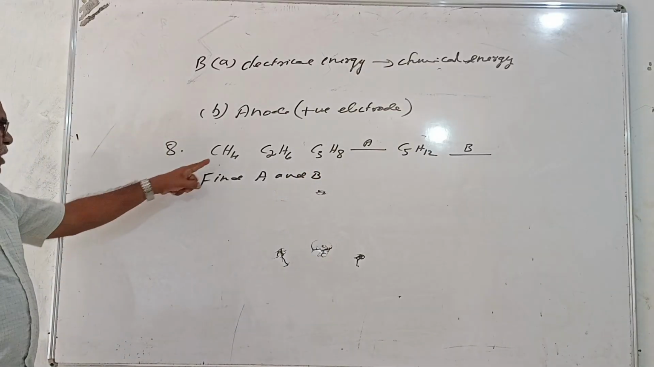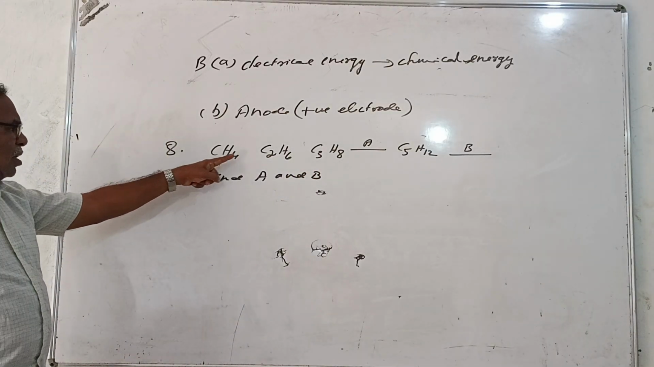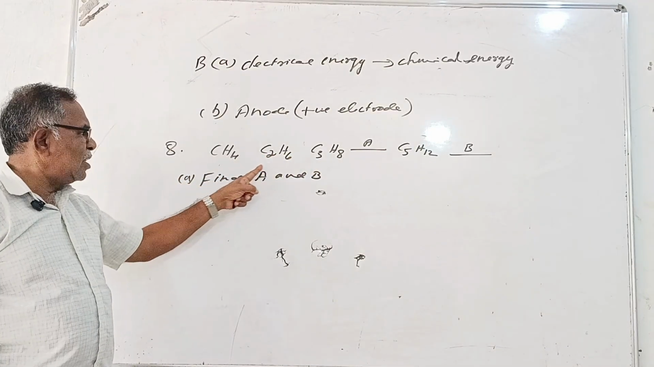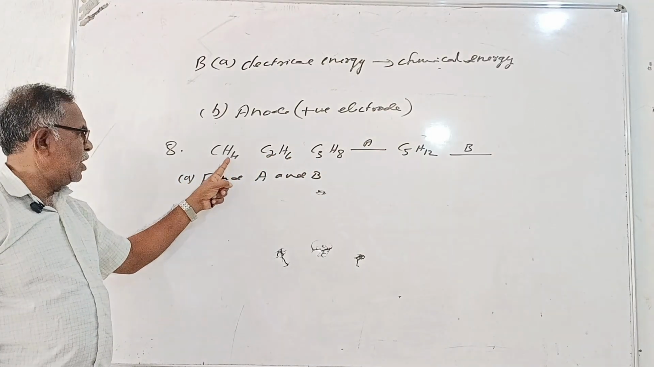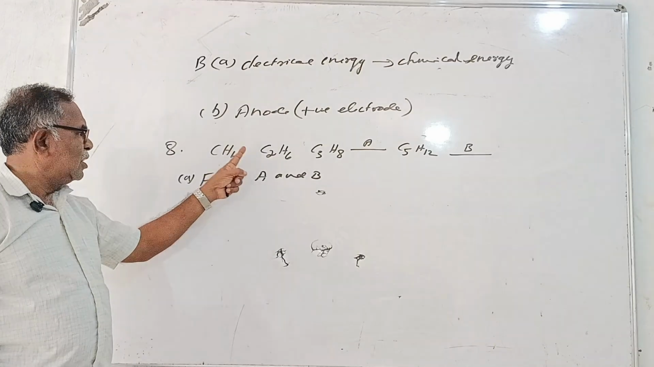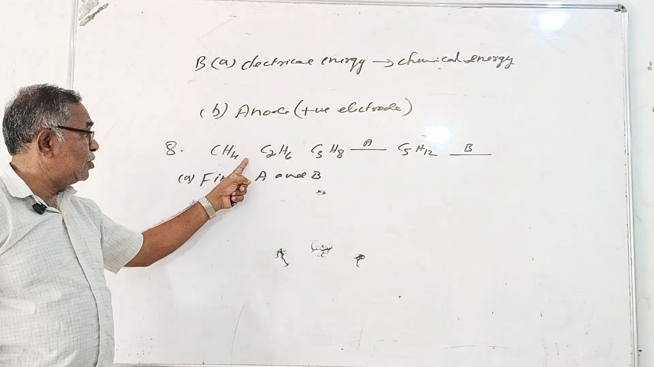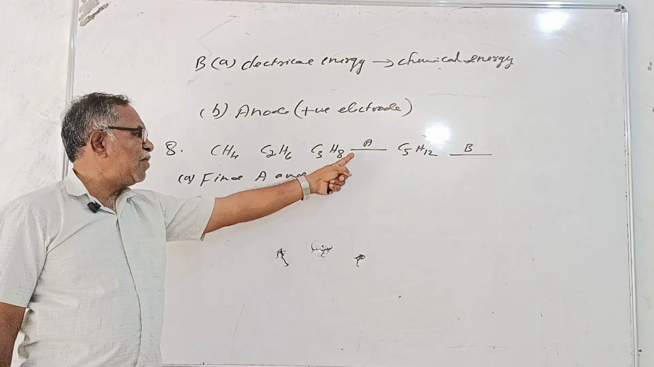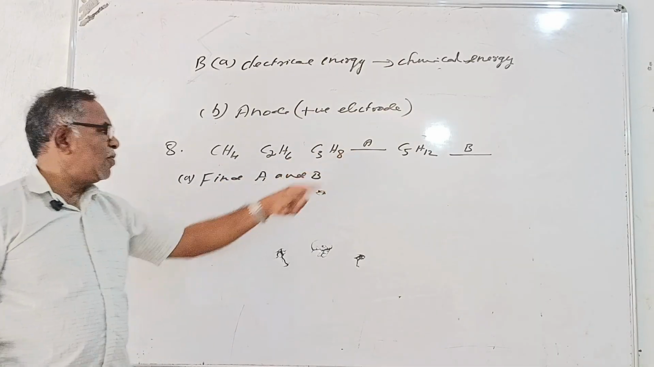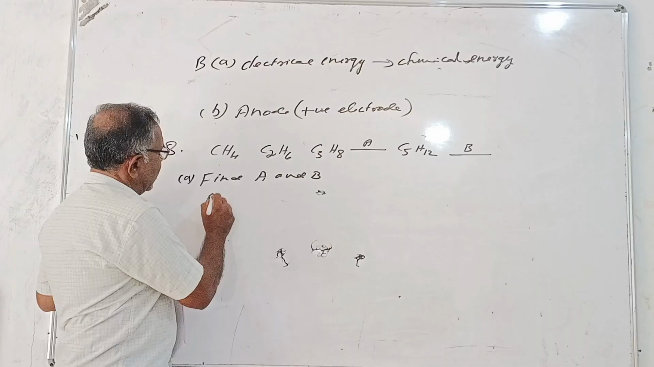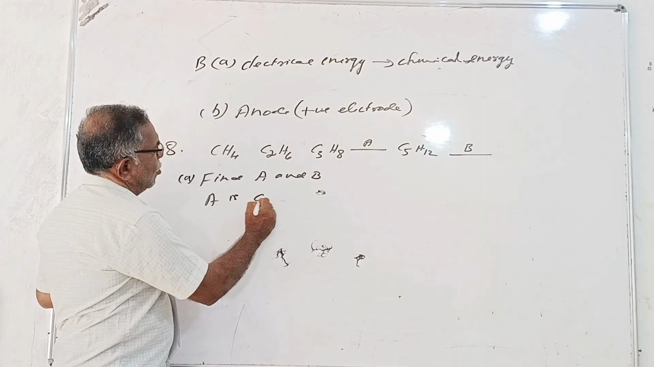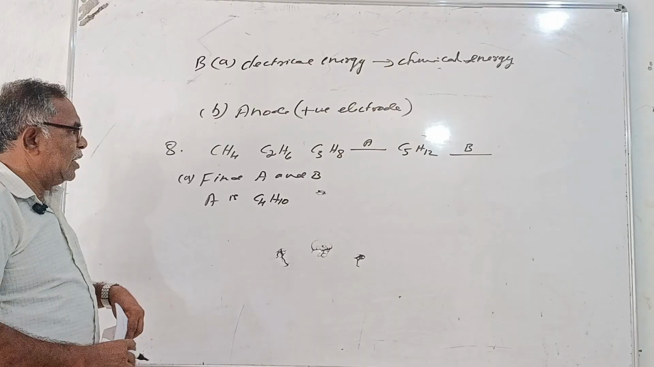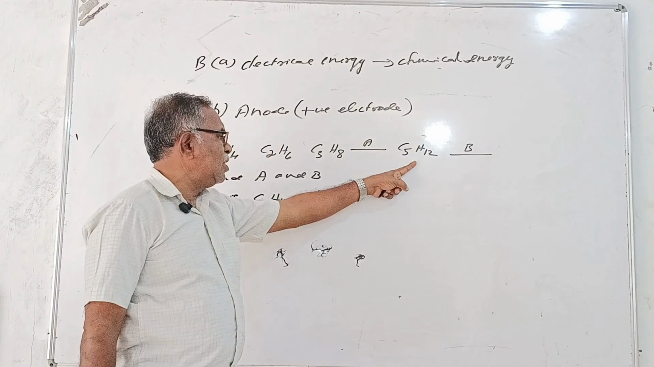Look here at the series: CH4, C2H6, C3H8. You can see a difference of CH2 from CH4 to C2H6. From here to here also there is a difference of CH2. So there must be a difference of CH2 here also. So we can write A is C4H10. Again C5H12, it is correct.